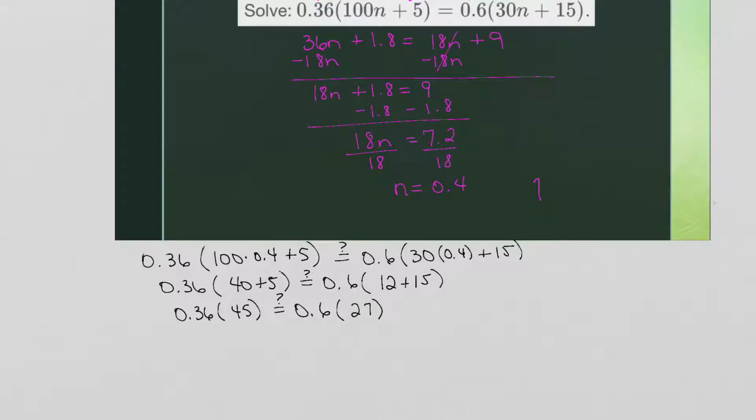So 0.36 times 45, I get 16.2. 0.6 times 27, and I get 16.2. Those two things are equal, so I feel pretty good about that answer right there.